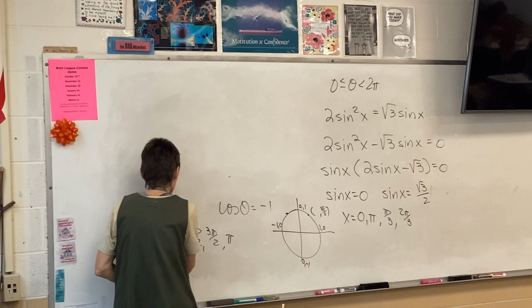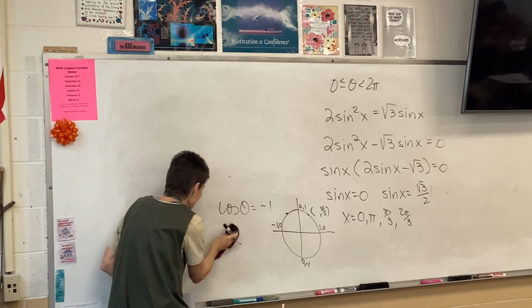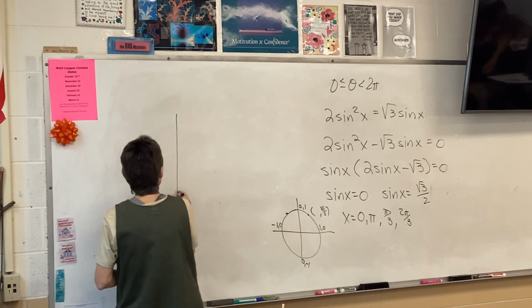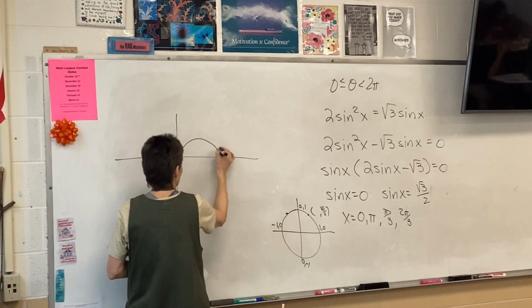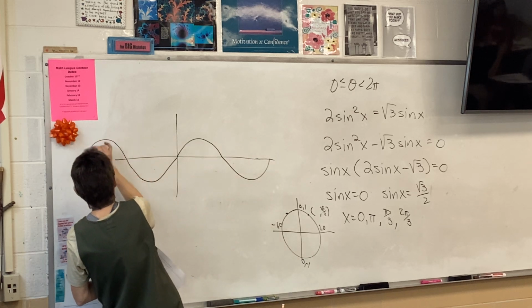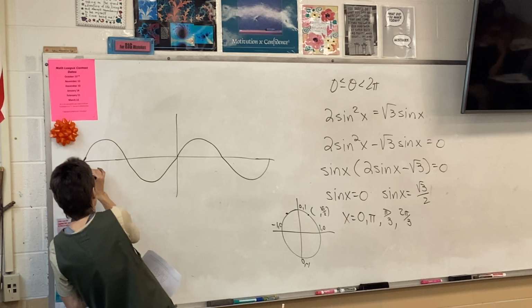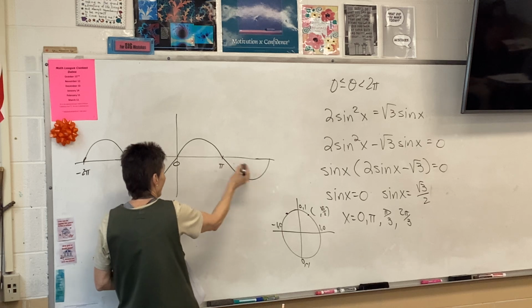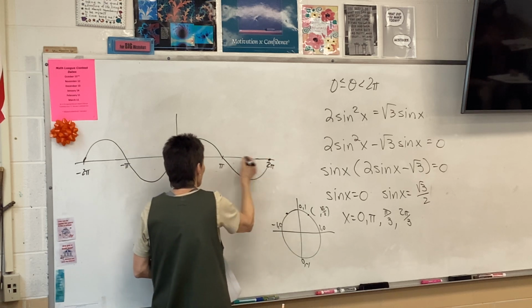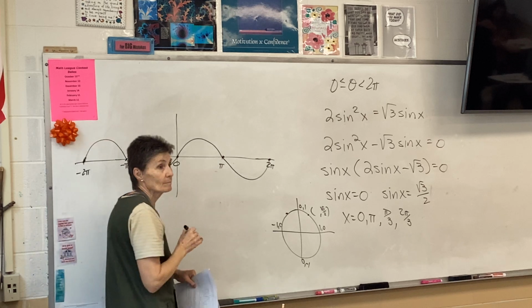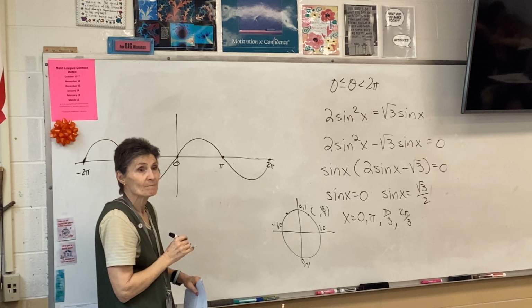Now when you have the picture, that's easy. Where does the sine equal 0? Doesn't it equal 0 at negative 2 pi, negative pi, 0, pi, and 2 pi? Isn't that where it actually equals 0? Look at your picture. Would you agree with that?